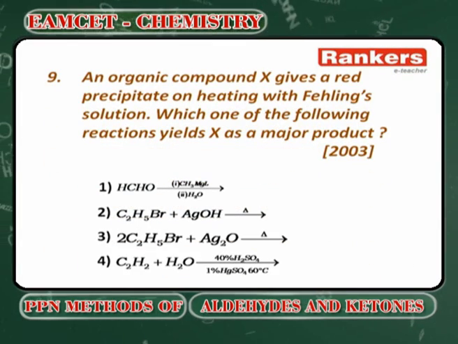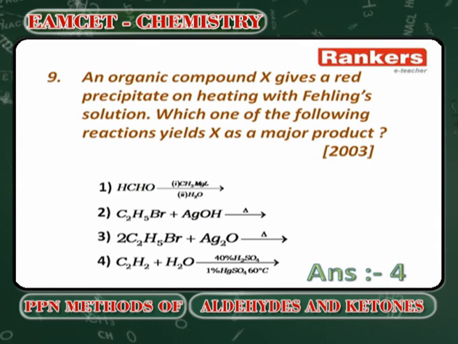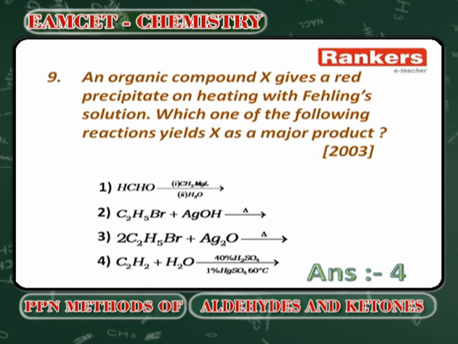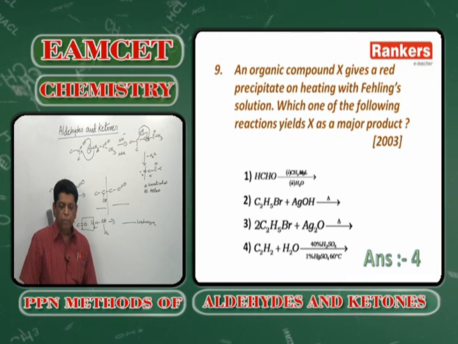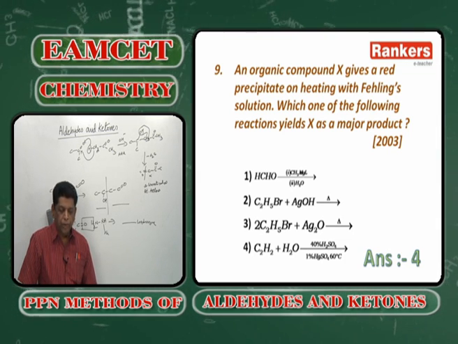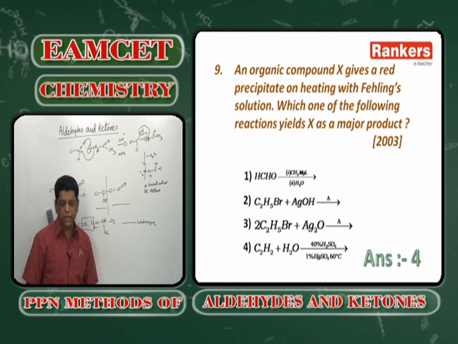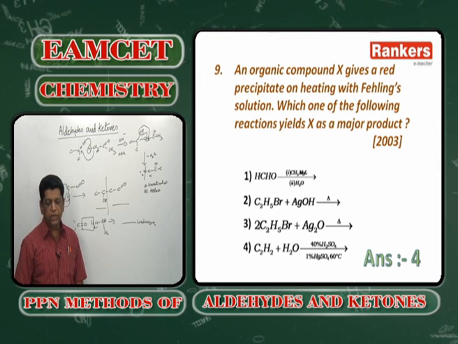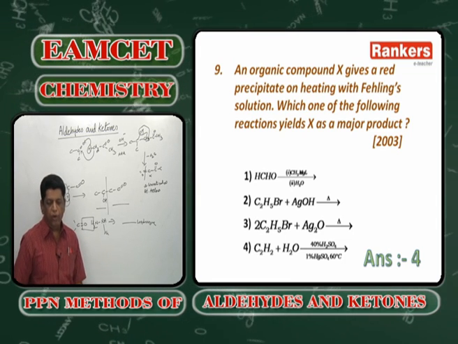This will be the last question. We will see a few more questions in the next class. The question is, an organic compound X gives a red precipitate on heating with Fehling's solution. Which one of the following reactions yields X as a major product? Once again he is mentioning Fehling's reagent. Fehling's reagent is nothing but copper sulfate plus alkaline sodium potassium tartrate, and in combination you get cupric oxide that converts into cuprous oxide. Cupric oxide is blue in color and is reduced to cuprous oxide, which is a red precipitate.